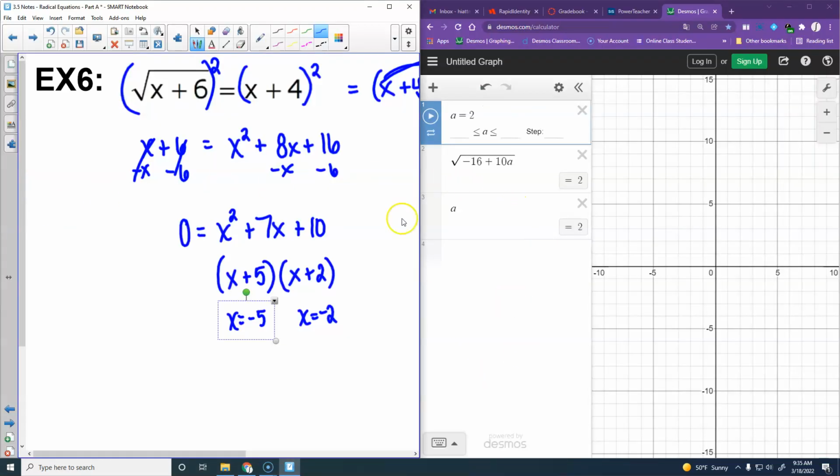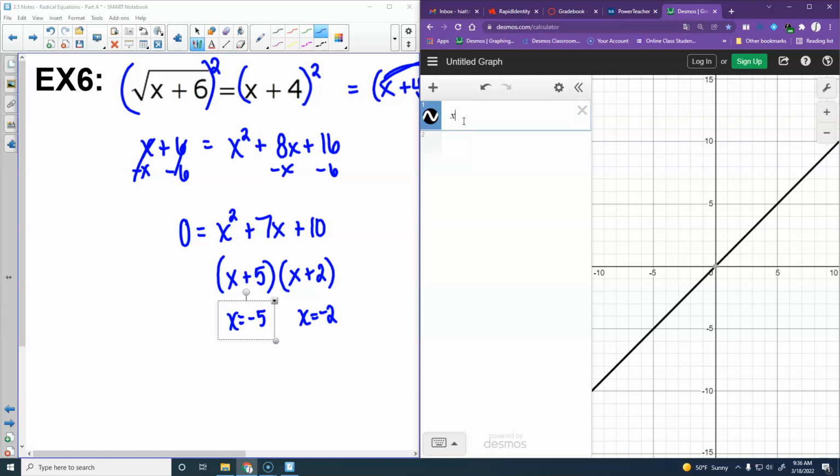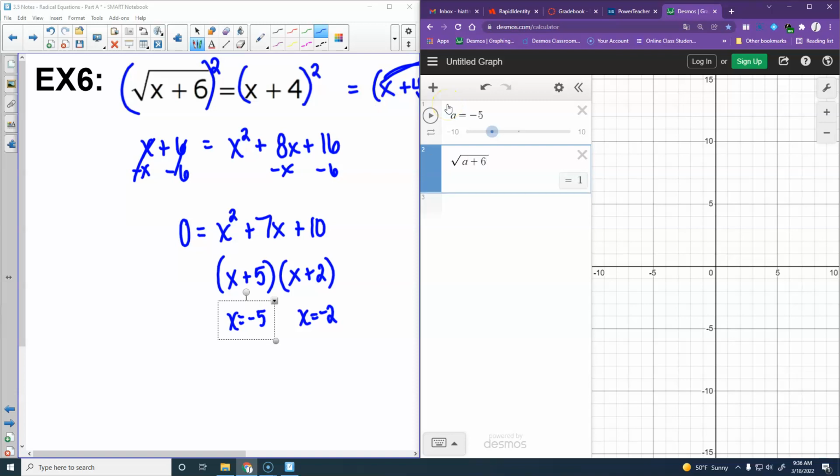So I'm going to use Desmos just because it's so nice. I'm going to use an A again instead of an x. I don't think it'll do it right with an x, because if you tell it x equals, it's trying to graph it rather than just letting it be a variable. So I'm going to say A equals negative 5. So on that left-hand side, I've got the square root of A plus 6, and on the other side, I got A plus 4. Now, do those equal each other?